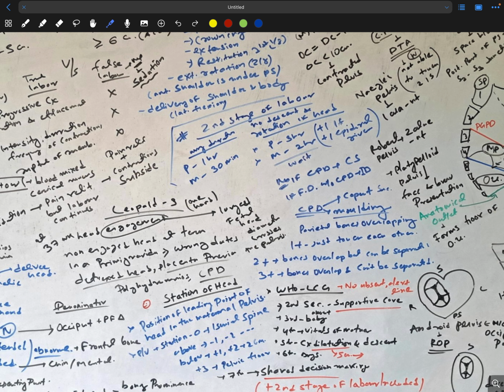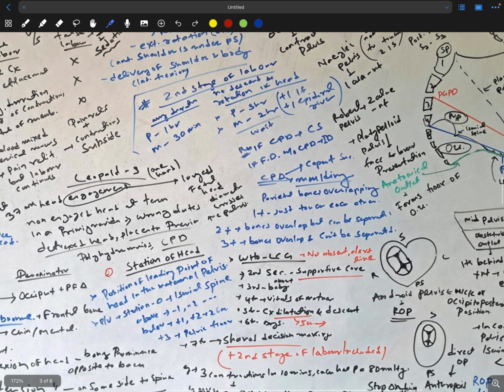So that's why the face presentation will take a longer time to deliver, or the duration of labor will be longer in case of face presentation. So that is the thing here.